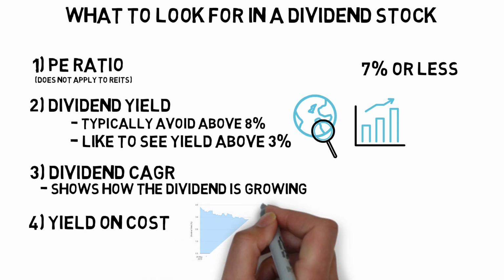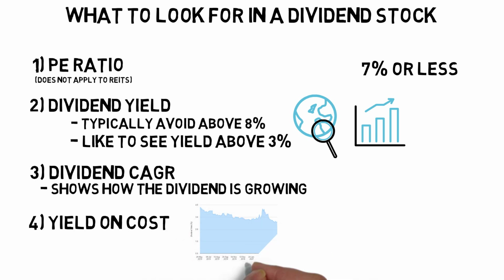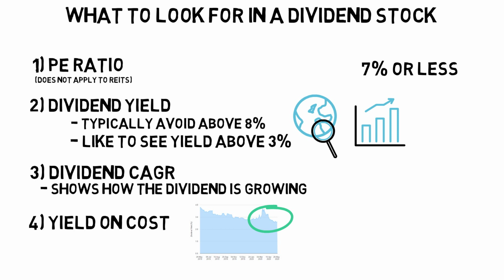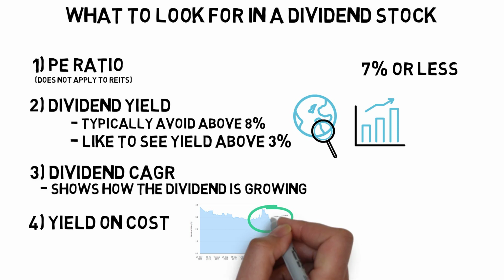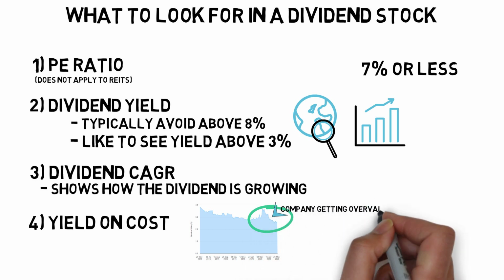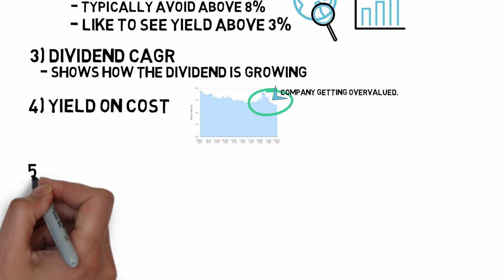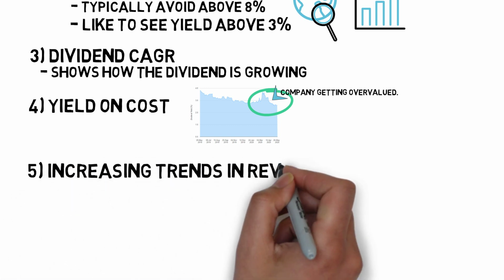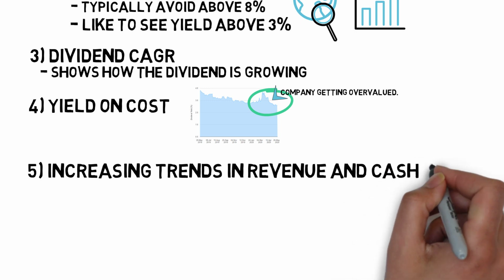What the yield on cost graph shows us is if the company's share price is rising too fast and is in turn overvaluing the company. If we know a company is consistently increasing its dividend but the yield is going down as time lapses, then it would be a fair assumption that the company is getting overvalued. The final thing I would look for is an increasing trend in revenues and cash flow. Pretty basic stuff, general signs that the company is growing.